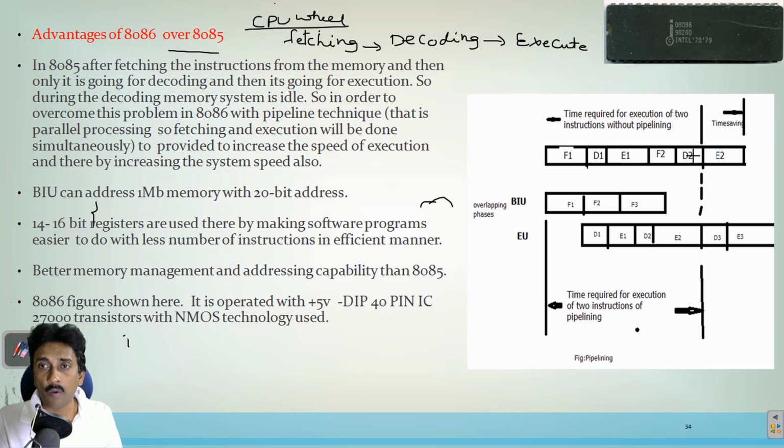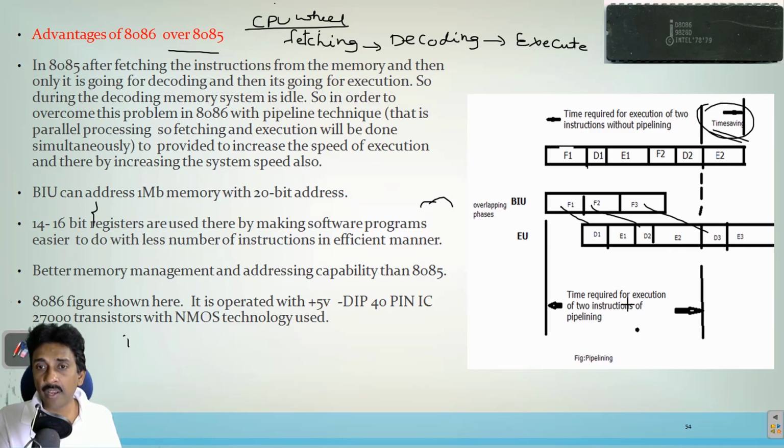In fact, to overcome this problem, in the 8086 a parallel processing or pipelining technique has been introduced. So concurrent fetching and execution will be done simultaneously. In the bus interface unit, while fetching the instruction, decoding and execution will be done simultaneously. Once the instruction is fetched, the decoding and execution will be done simultaneously. While the first instruction is in decoding and execution, the second instruction is getting ready for decoding and execution. Meanwhile, while decoding the second instruction, the third instruction also comes into the picture. Like that, the time will be saved. Here, the time has increased in the 8085 due to the non-overlapping phases.